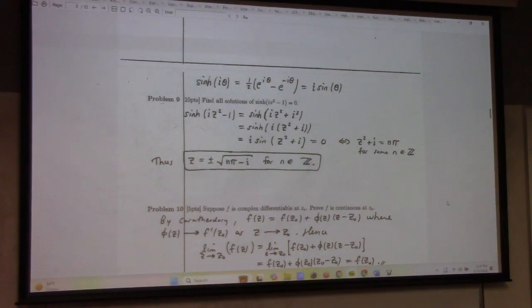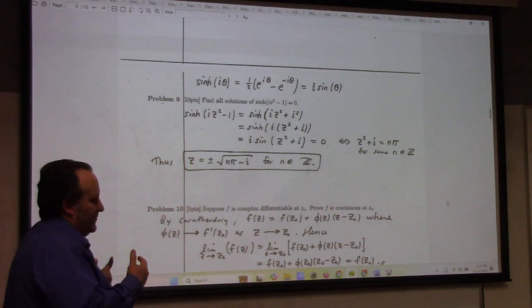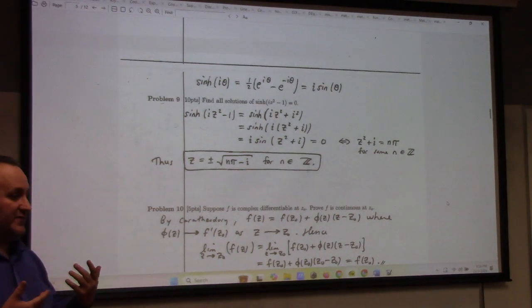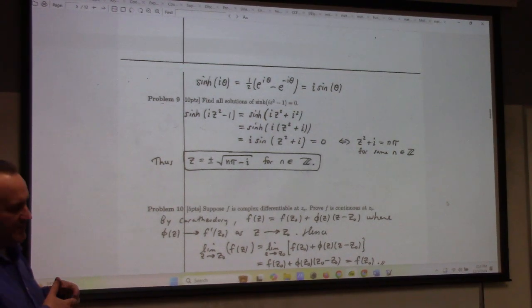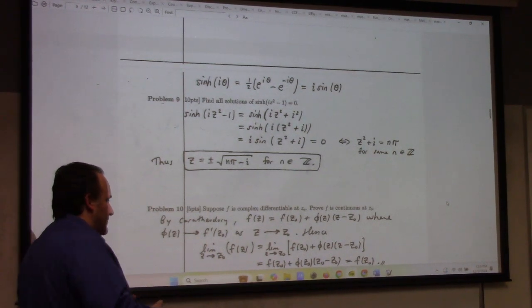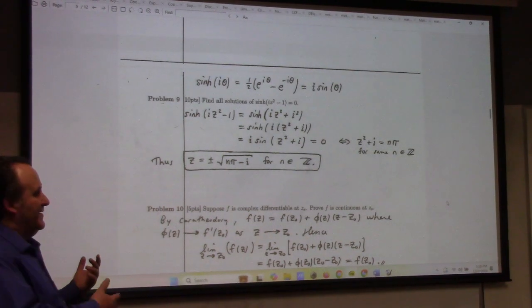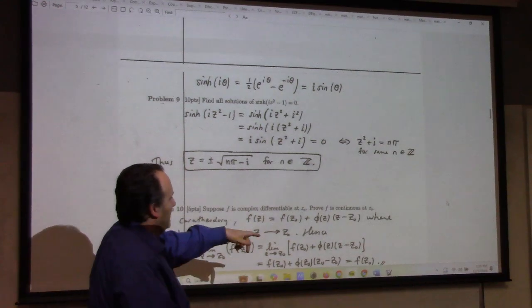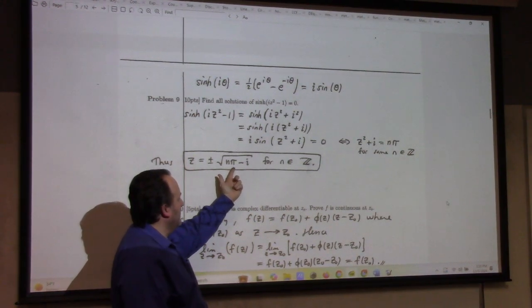Find all the solutions of sinh(iz squared minus 1) equal to 0. This is a nice problem. What I did is I converted this to a sine problem. The reason I did that is because we've already solved the sine problem in class. We know that the only solution to sine of a complex quantity equal to 0 is that the complex quantity must be an integer multiple of pi. So that gives me that z squared plus i is equal to n pi, which then I can solve for z: plus or minus the square root of n pi minus i.